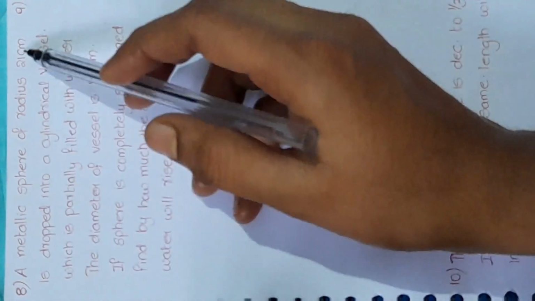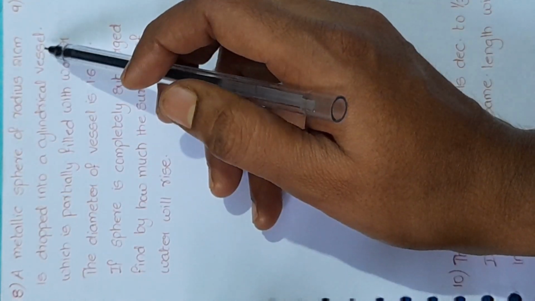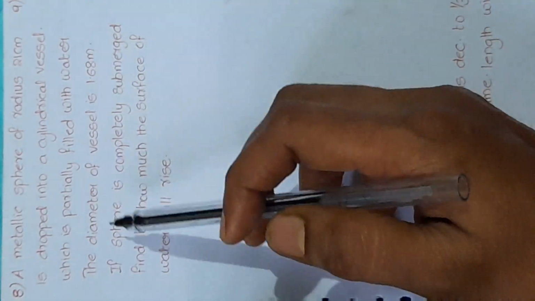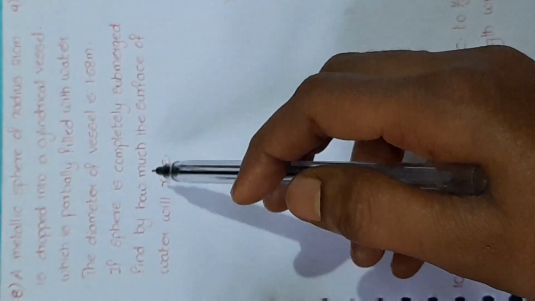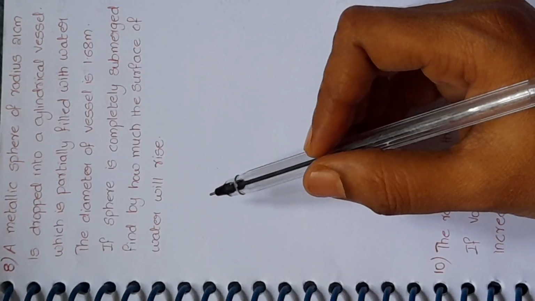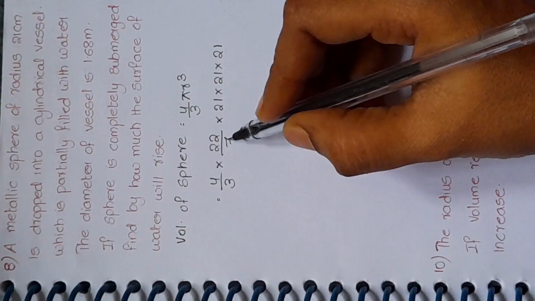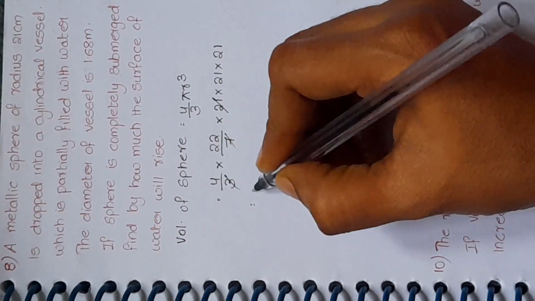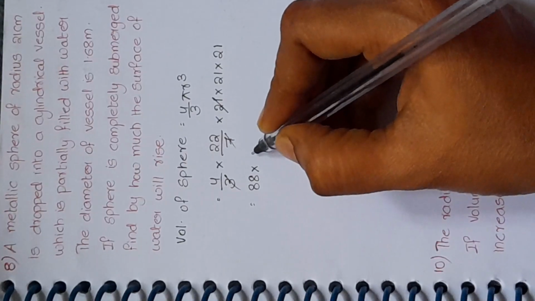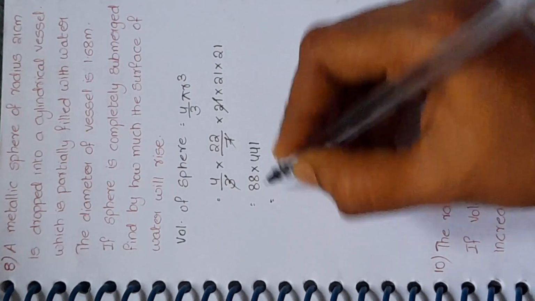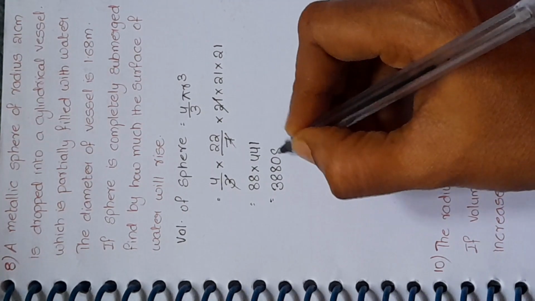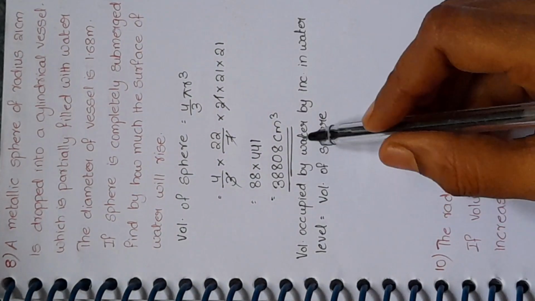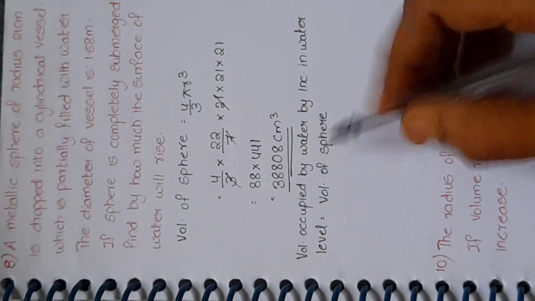A metallic sphere of radius 21 centimeters is dropped into a cylindrical vessel which is partially filled with water. The diameter of the vessel is 1.68 meters. If sphere is completely submerged, find by how much the surface of the water will rise. Volume of the sphere formula is 4 by 3 pi r cube. Pi value is 22 by 7 and r is 21. 3 sevens 21. 4 into 22 is 88 into 21 into 21 is 441. 38,808 centimeter cube is the volume of the sphere. So the volume occupied by water by increase in the water level is equal to the volume of the sphere.